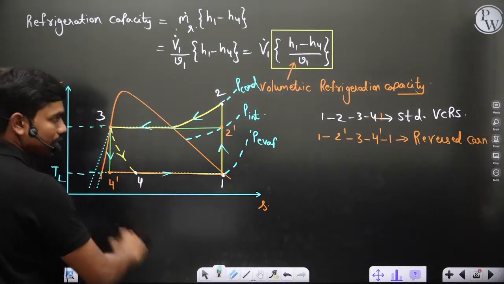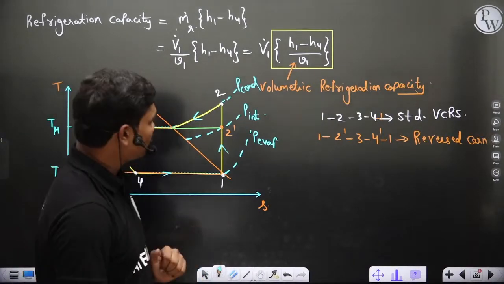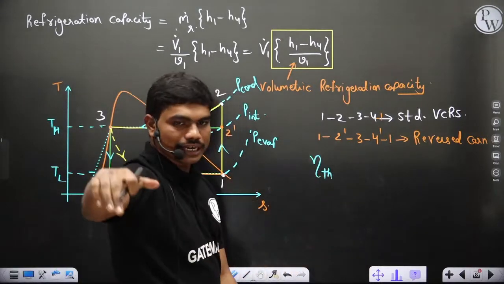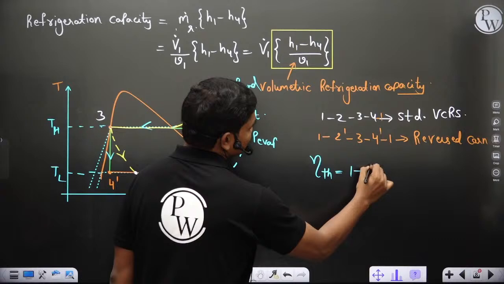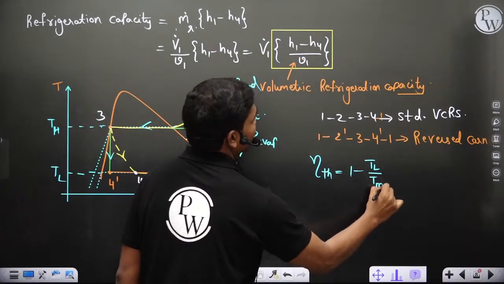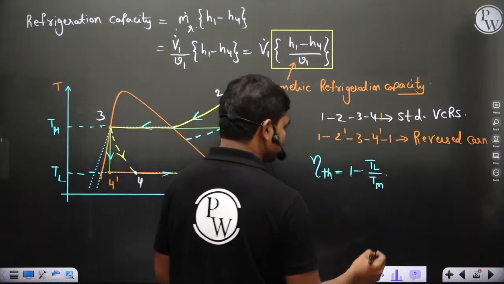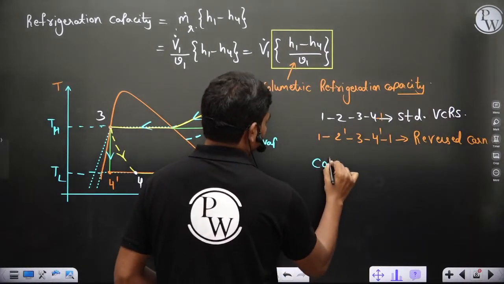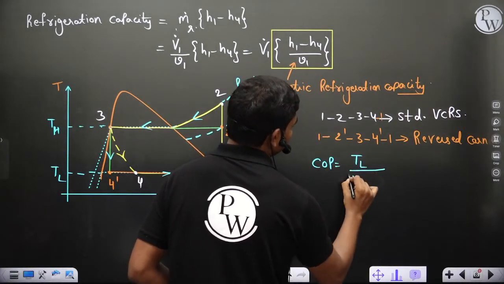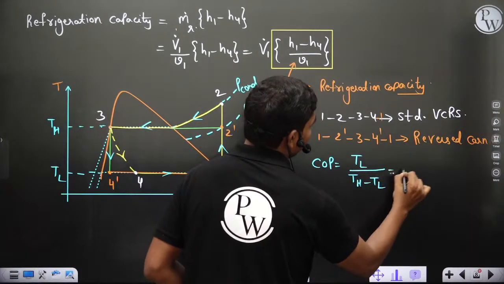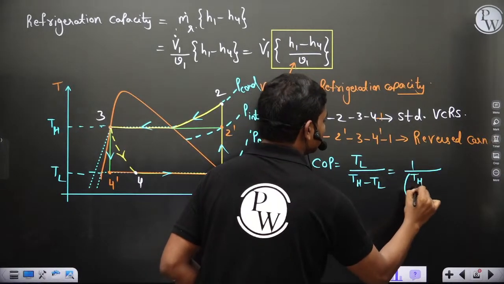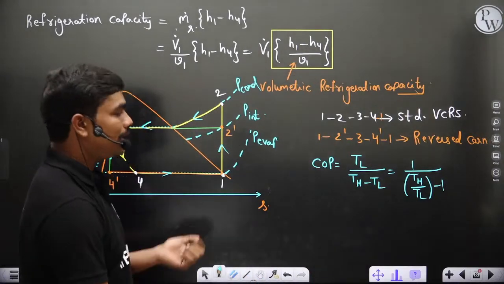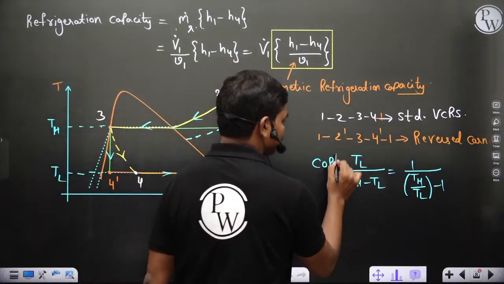Now clearly one thing you can understand, if you calculate thermal efficiency on the basis of, of course I'll also tell you refrigeration effects, but normally this is 1 minus TL by TH, let us say. This is COP, sorry, I'm writing efficiency. COP is TL by (TH minus TL), which you can also write as 1 by (TH by TL minus 1). This is the expression for COP of Carnot.